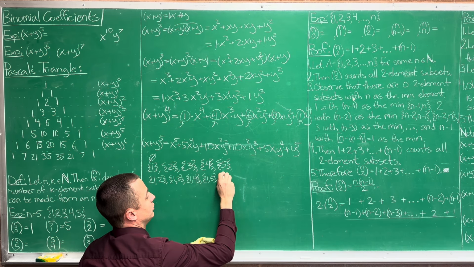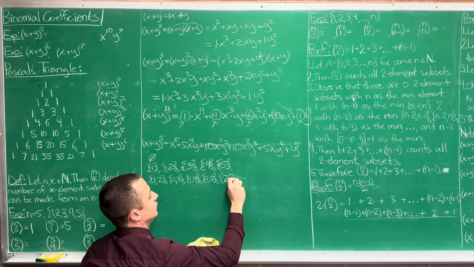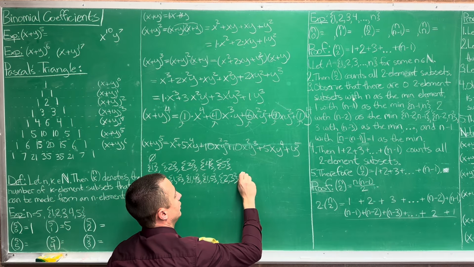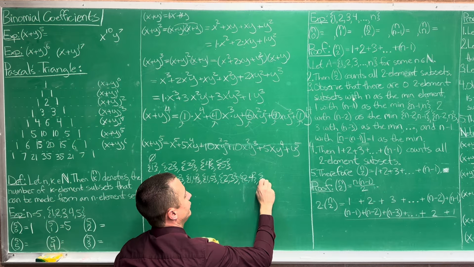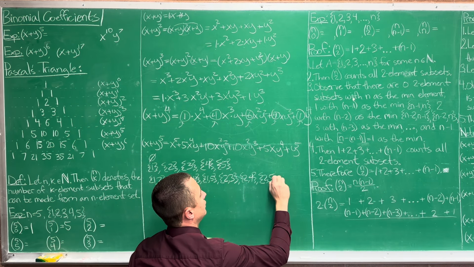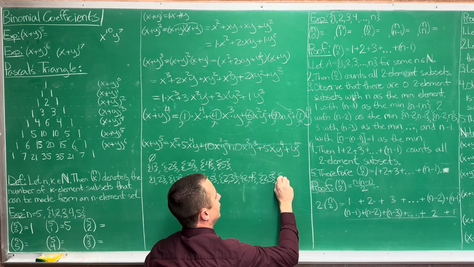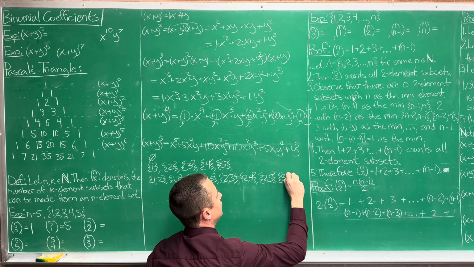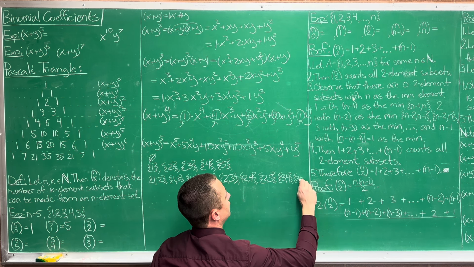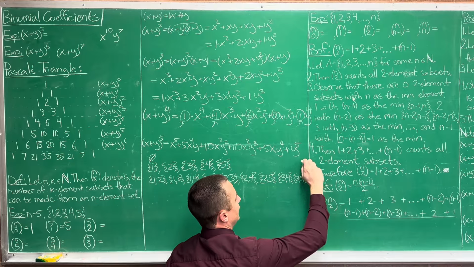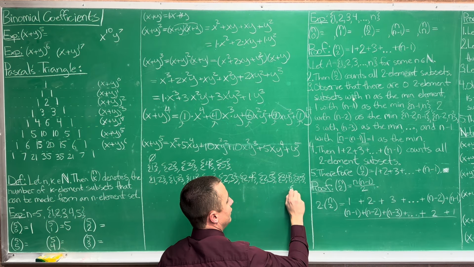I can pick 2 and 3. I can pick 2 and 4. I can pick 2 and 5. I can pick 3 and 4. I can pick 3 and 5. And then finally I can pick 4 and 5.